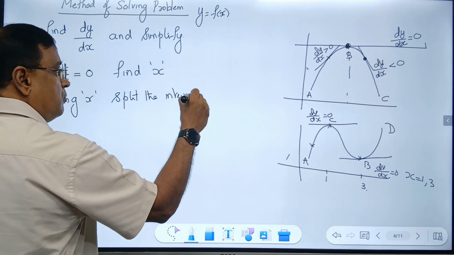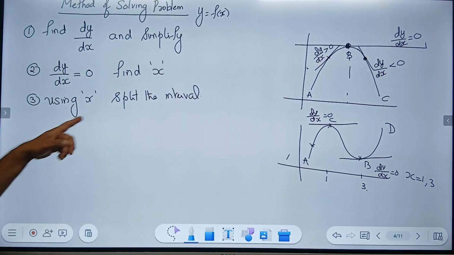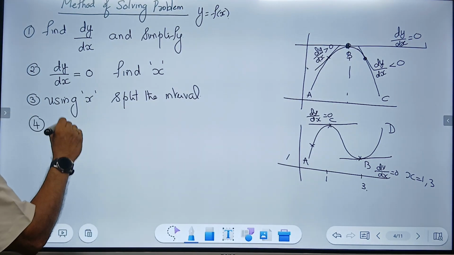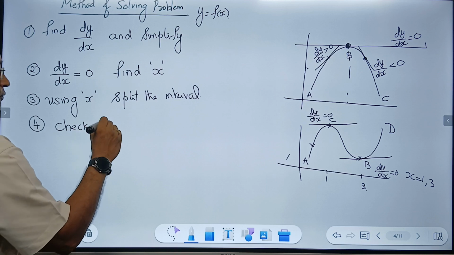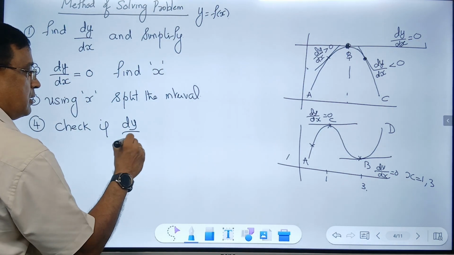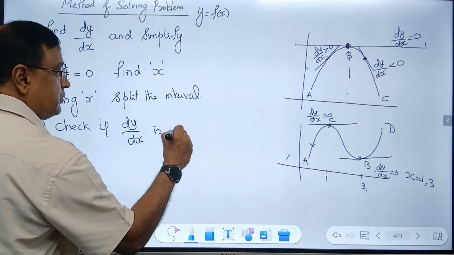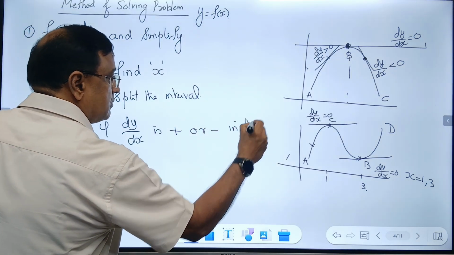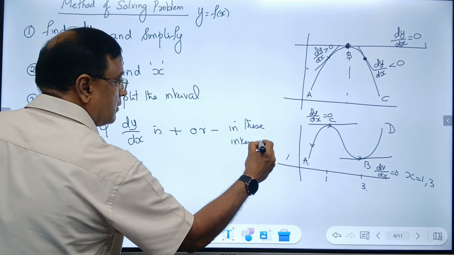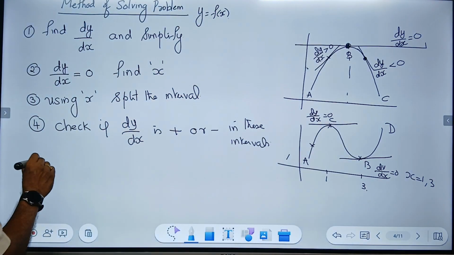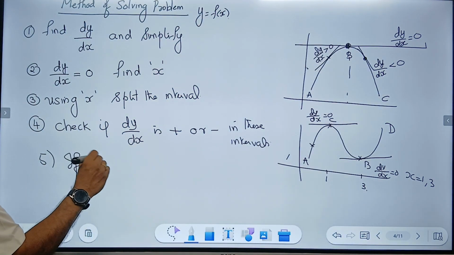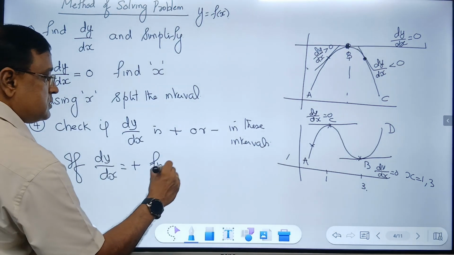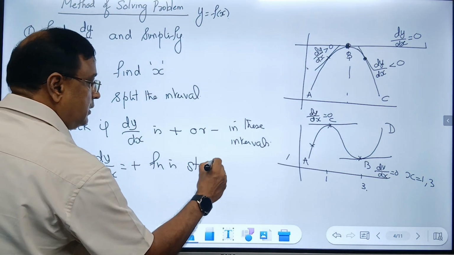If you don't understand, don't bother. While doing problems, I'll tell you. Split the intervals. Now, fourth point is, check if dy by dx is positive or negative in these intervals.